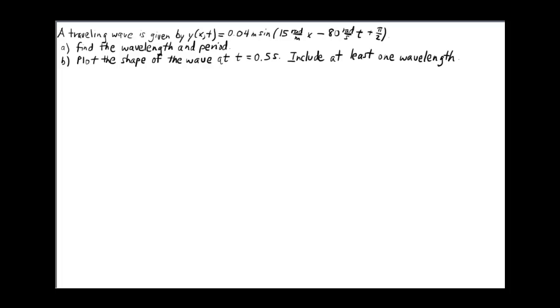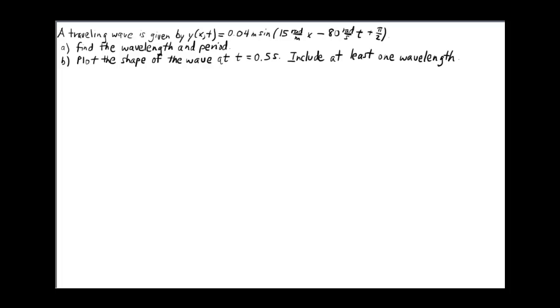And so the first question is rather straightforward. Find the wavelength and the period of this wave. And the second, like a couple of your homework problems, asks you to plot the shape of the wave at t equals 0.5 seconds. And so that we can see the full wave, you're supposed to include at least one wavelength. So let's go ahead and do this.